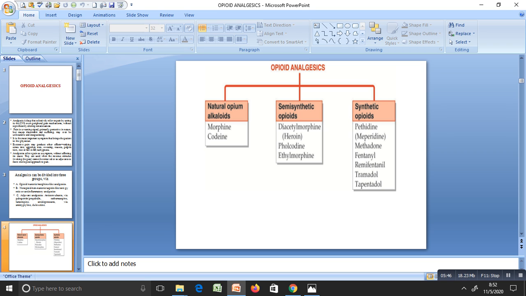Next is synthetic. Synthetic drugs are pethidine, methadone, fentanyl, remifentanil, tramadol, and tapentadol.